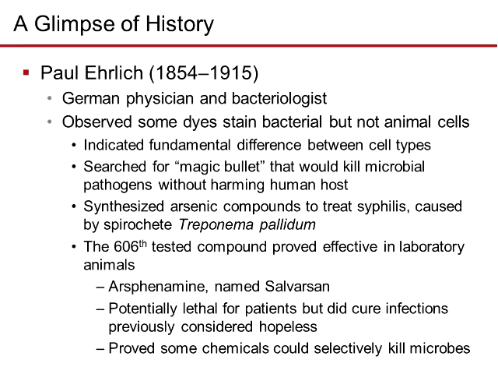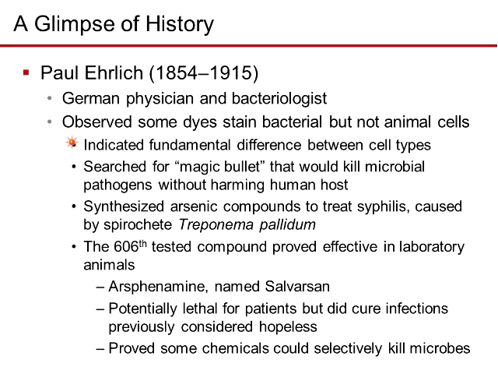This chapter goes into history. Paul Ehrlich, who lived between 1854 and 1915, was a German physician and bacteriologist. He observed that some dyes stained bacteria but not animal cells, indicating that there were fundamental differences between the cell types. So he searched most of his career for the magic bullet that would kill microbial pathogens without harming the human host. He synthesized arsenic compounds to treat syphilis caused by the spirochete Treponema pallidum, and the 606th compound proved effective in laboratory animals.